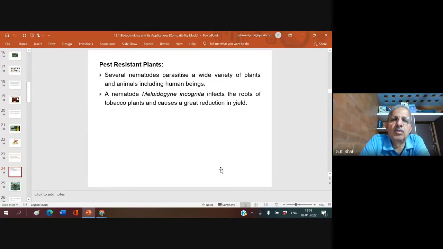Several nematodes parasitize a wide variety of plants and animals, including human beings. A nematode, Meloidogyne incognita. If at all there is a spelling mistake in your NCERT book, correct it. Meloidogyne incognita. Is it spelled like this only, or are there many changes in the spelling in your book?